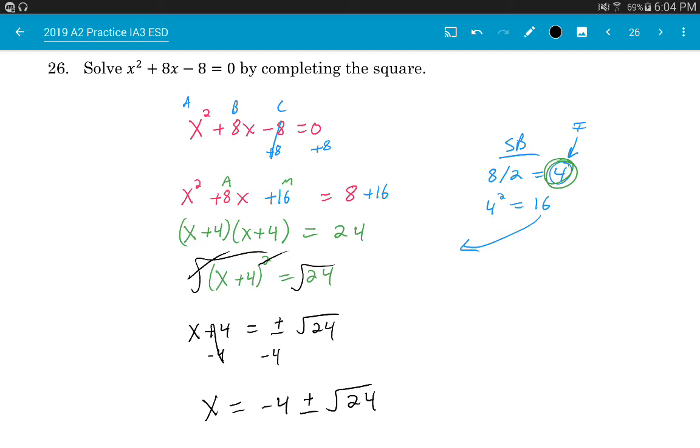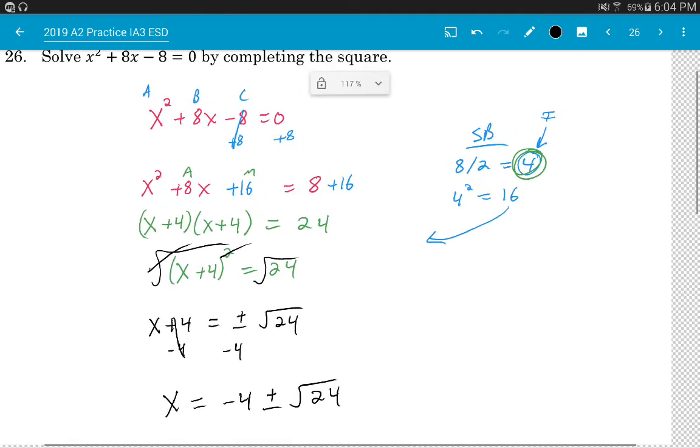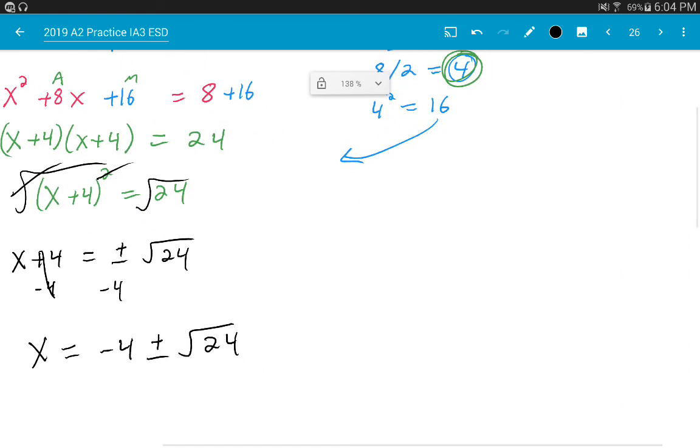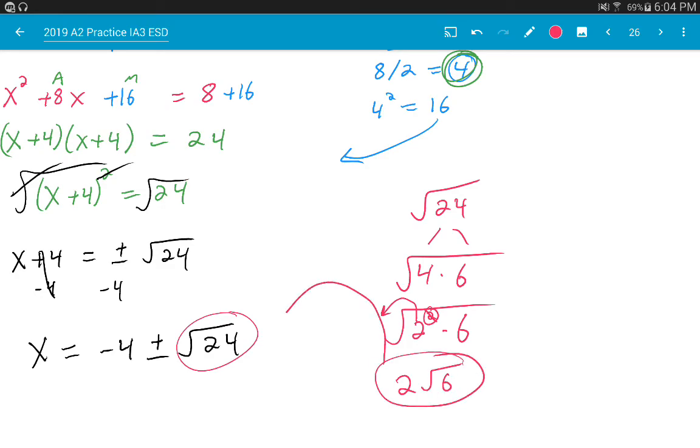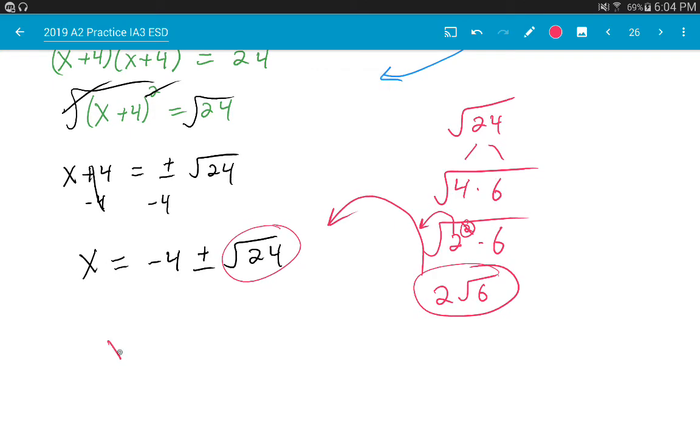And there's only one thing I want to do. Whenever I have the square root of a number, I want to make sure it's simplified. Square roots should be simplified. So let's see. If I take this radical 24, I can break it down into 4 and 6. 4 is 2 squared, so we get 2 squared times 6. And the 2 can give up its square and come on out. So this is equal to 2 radical 6. So we're going to want that to be in our final answer. So x is really equal to negative 4 plus or minus 2 radical 6.